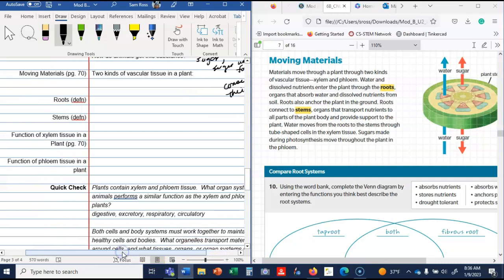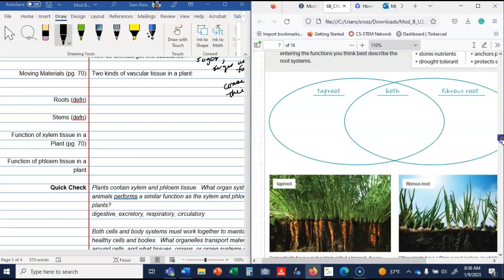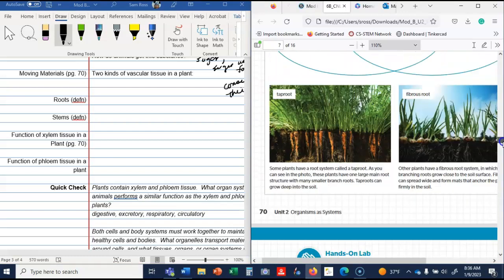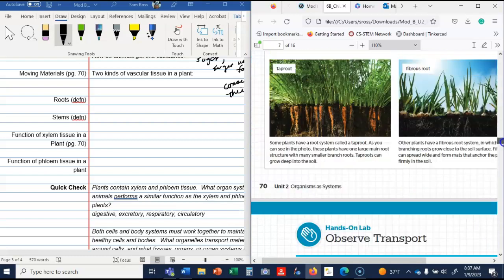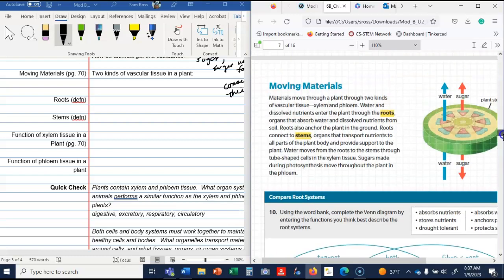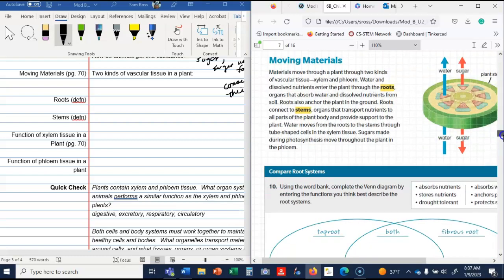And then it has the function of the xylem tissue and the function of the phloem tissue. So let's see. Is that down here? Might be. Yeah, that's still on page 70. It's got to be here somewhere. Yeah, here we go. Sorry, I missed it.